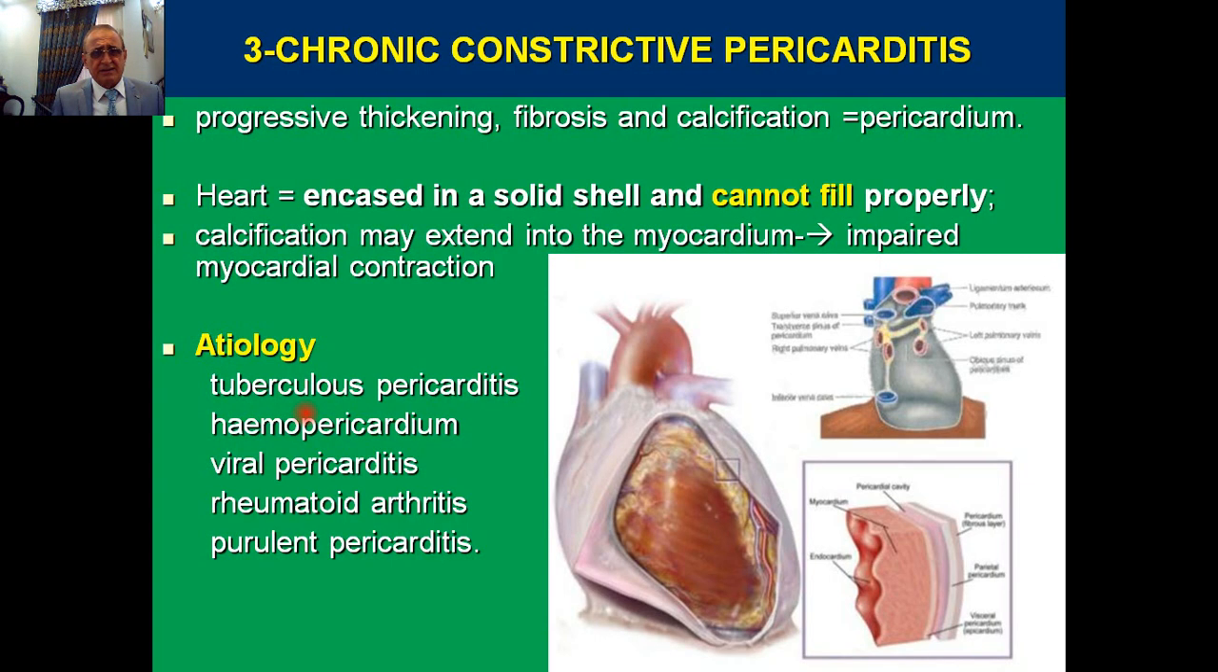The last entity, which is rare, so the rare diseases we don't concentrate on more, is chronic constrictive pericarditis. Here there is progressive thickening and fibrosis and calcification even in the pericardium. Thickening, this is the pericardium, thickening, fibrosis, and even calcification. So the heart looks like it is encased in a solid shell.